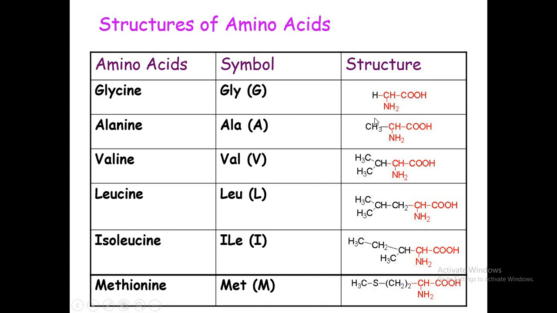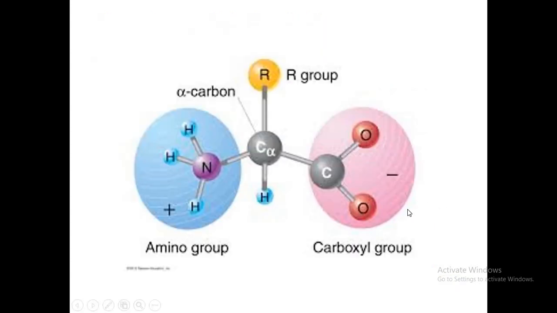When we talk about carbon, you know that carbon has 4 valencies. So what does it mean by valencies? It means the carbon has 4 free places that can be occupied by different atoms. In an amino acid, this carbon atom has 4 valencies.